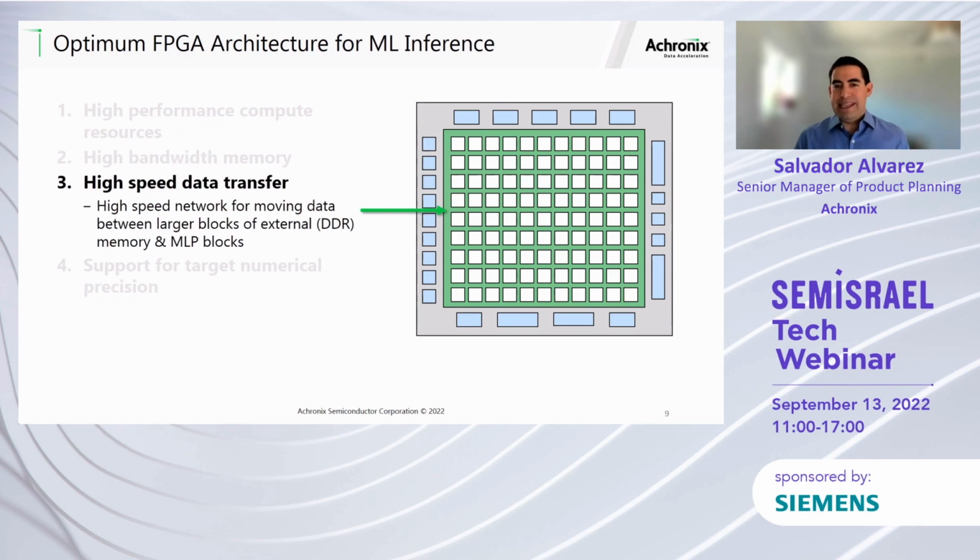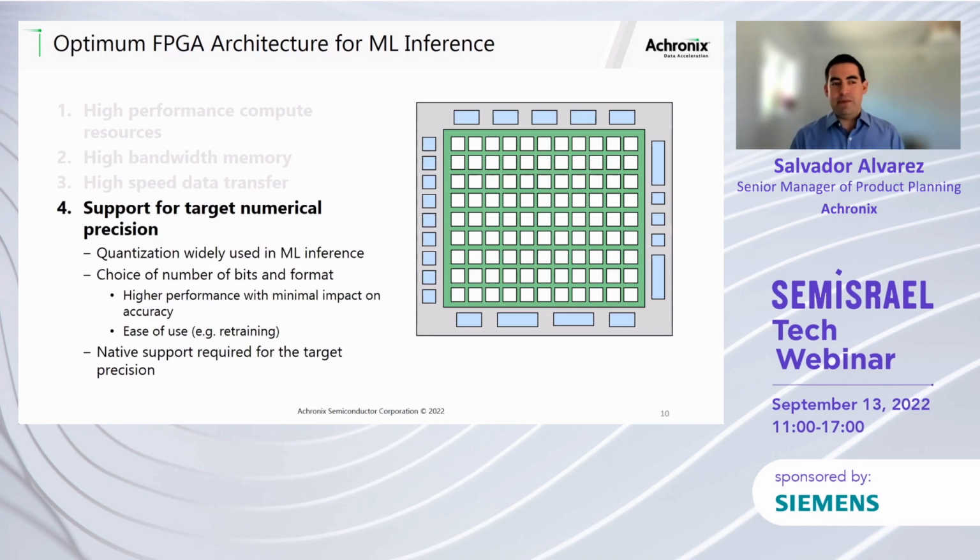But even once we get the data into the chip, whether it's the output of compute functions or bringing in data from the external DDR, we need to be able to move that data quickly within that chip from the interface to the MLP block or an MLP block to another MLP block. For this, a purpose-built network on chip can ensure data transfer is both fast and deterministic.